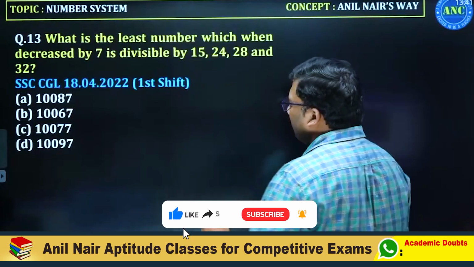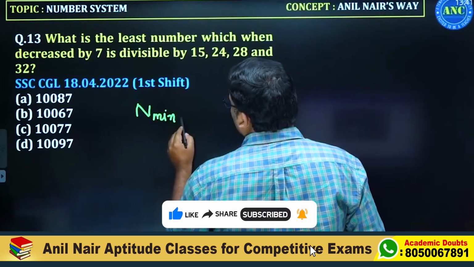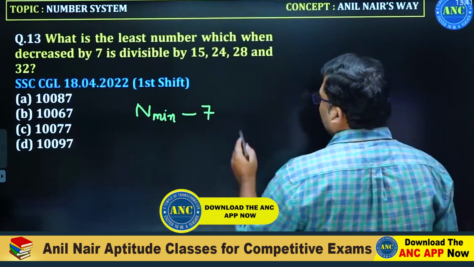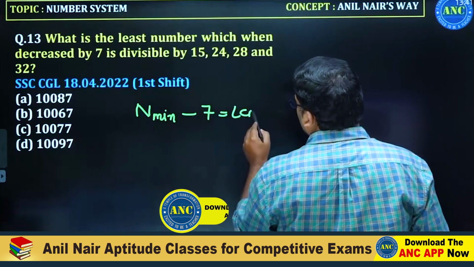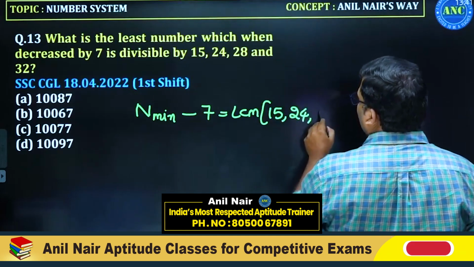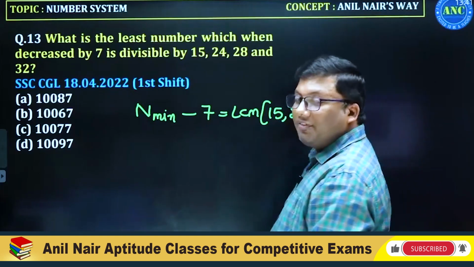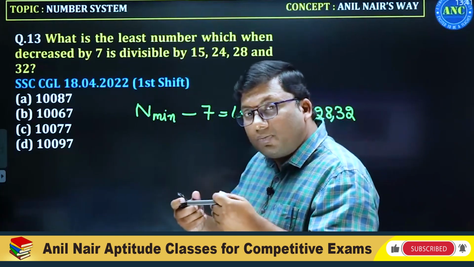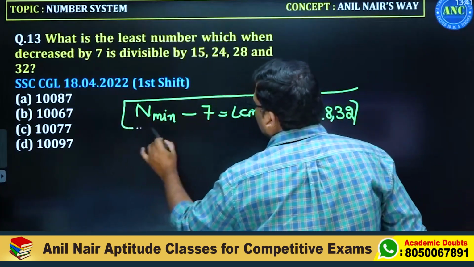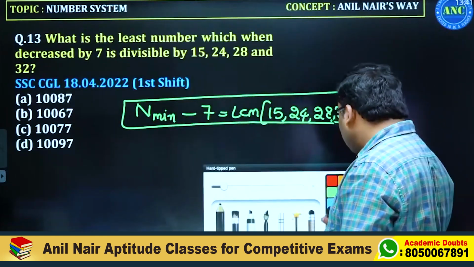What is the least number? Least number means n should be minimum, which when decreased by 7, I am decreasing by 7, it is minus 7, the answer is divisible by 15, 24, 28, 32. There is an n minimum value. If I decrease this value by 7, the answer is divisible by any of these numbers. Now see here, how to eliminate answer options.